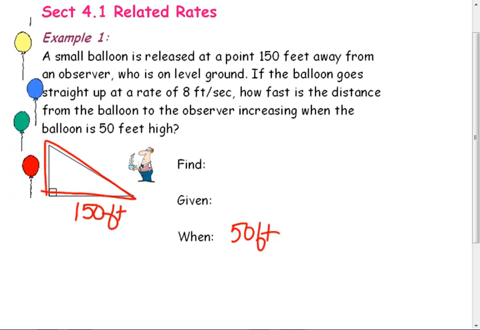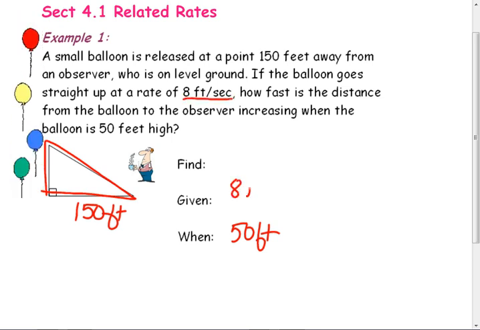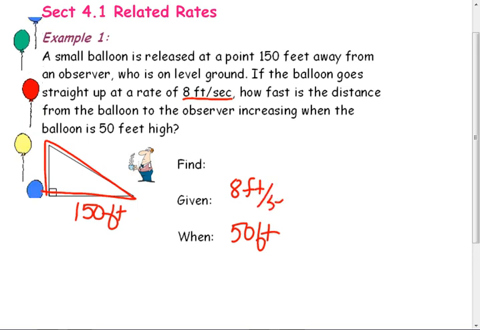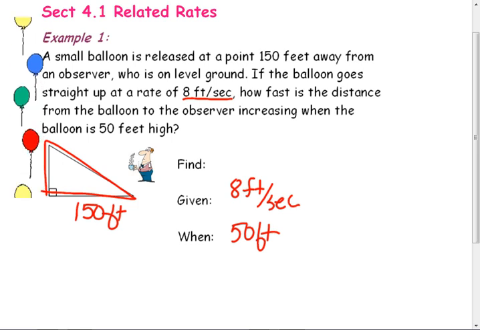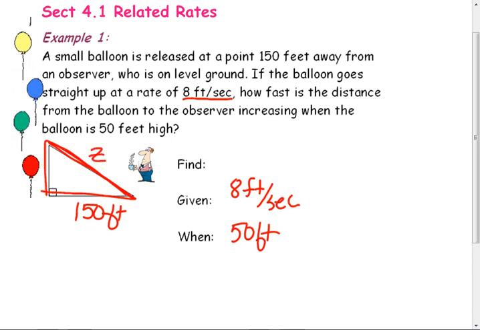So I've got rid of some things. The balloon is going straight up at 8 feet per second. So that's what's given, 8 feet per second. How fast is the distance from the balloon to the observer? So the observer's here. There's the distance from the balloon to the observer. What do you want to call that? I don't know what it is. I don't want to call it X or Y because then it's confusing. Z. Okay, that works. Is this distance changing? Yeah. So what do you want to call that one? Call it H. I don't really care what you call them, although X and Y always have their own meanings.